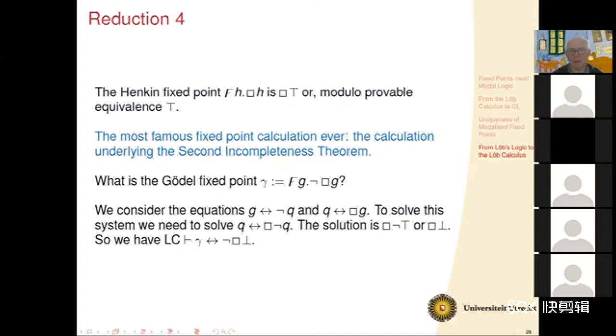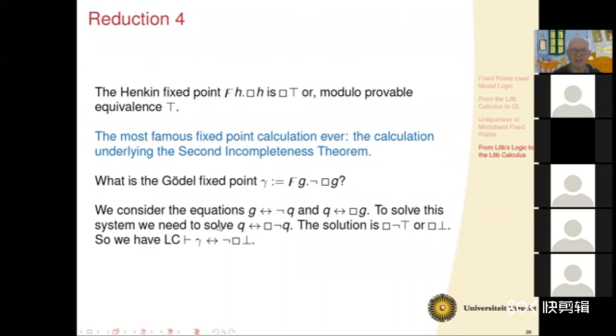So you can ask, what is the Gödel fixed point gamma? Well, that is the fixed point of not box G. So what is the fixed point of not box G? Now we follow our algorithm. We analyze this formula not box G and take the largest boxed component out. So that's box G. So we say G if and only if not Q, so we replace box G by Q, and we restore the thing by saying Q is, of course, box G.